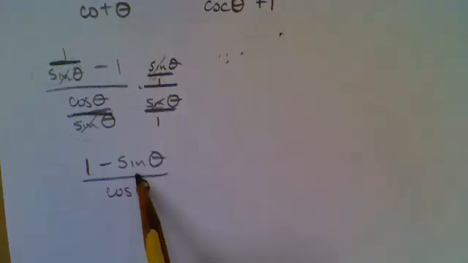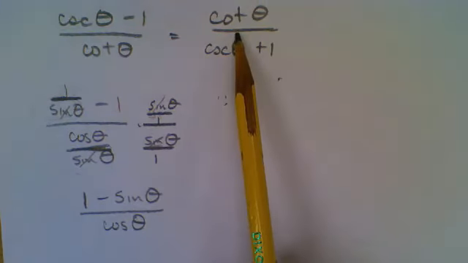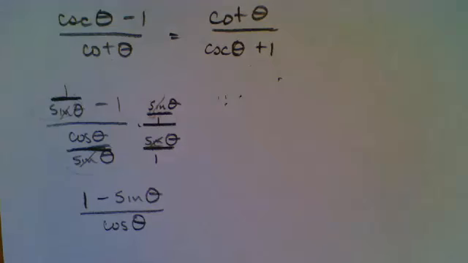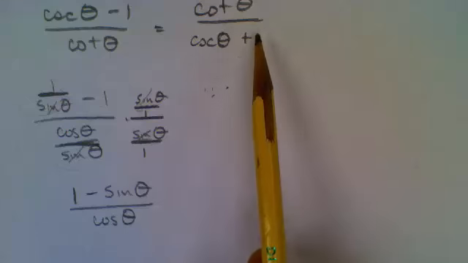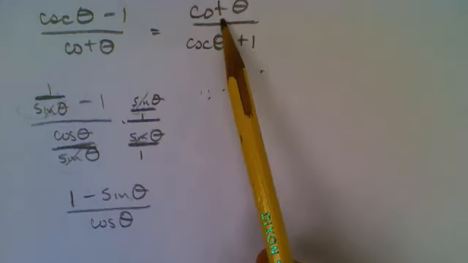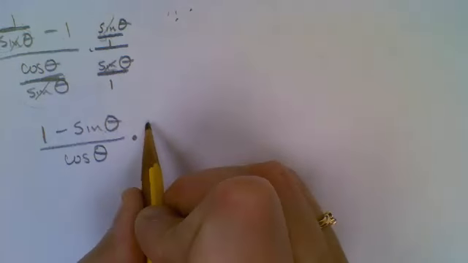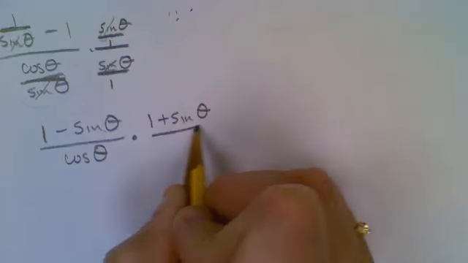All right, so I'm trying to get to, though, cotangent in the numerator over cosecant plus 1. So I want 2 terms in the bottom, but I want 1 term on the top. So when you look at that, you think, okay, how can I go from 2 terms to 1 term? Well, remember we talked about that. Anytime you're going from more terms and you're trying to get down to less, sometimes it's helpful to multiply by the conjugate. So let's see if that works. 1 plus sine over 1 plus sine.